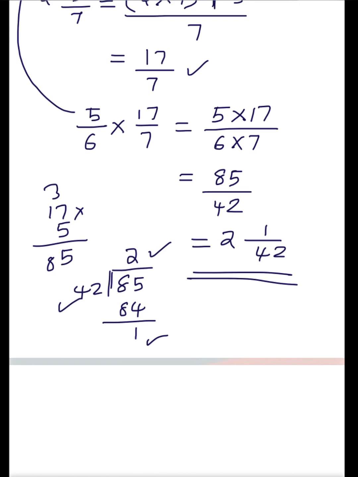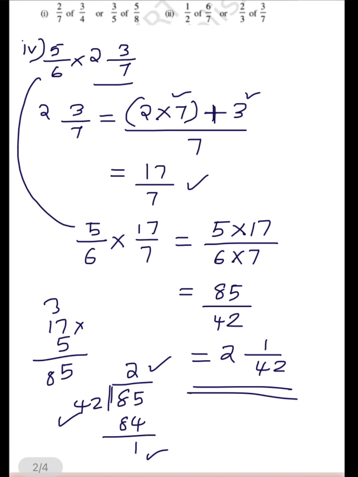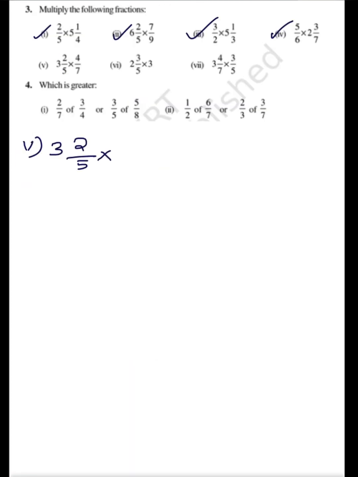Understand? So this is all about the fourth question. Now let's see the fifth question. The fifth question is 3 2 by 5 into 4 by 7. So here we need to convert this 3 2 by 5 into an improper fraction first.